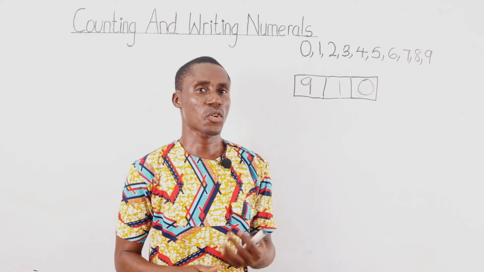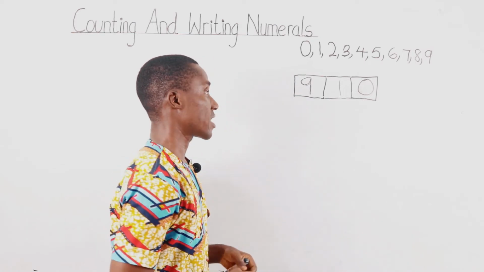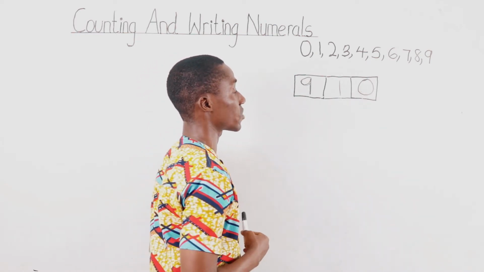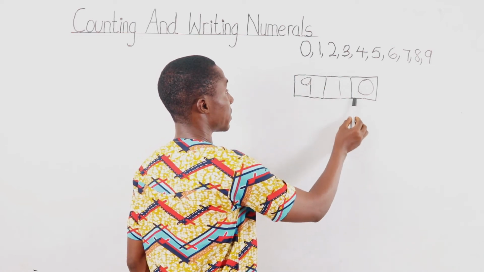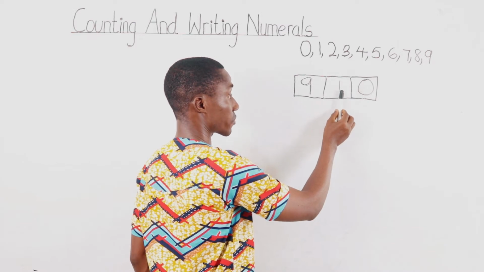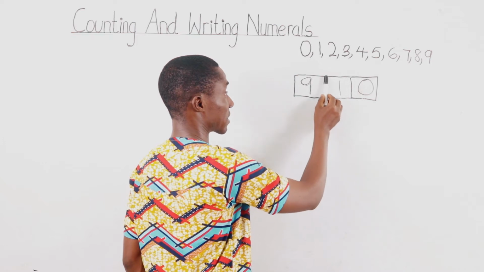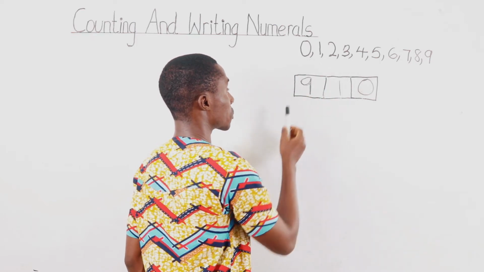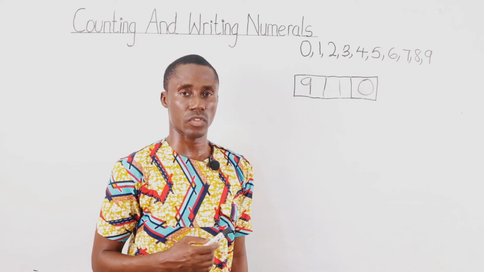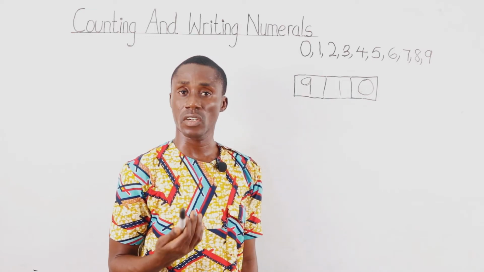910. So we actually see what is happening here. We realize that the first number place is used to count ones, the second number place is used to count tens or groups of tens, and then the next number place, which is the third number place, is used to count hundreds or groups of hundreds. And that is what we mean by counting in groups.